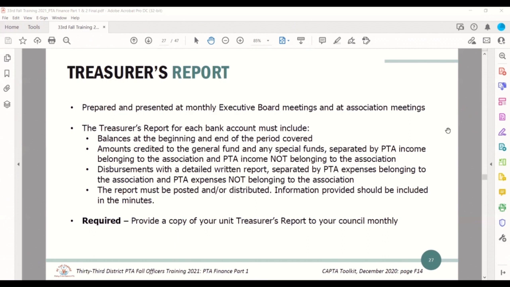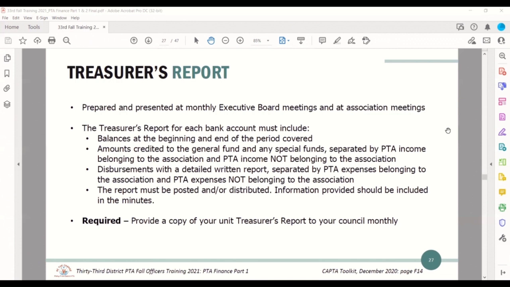But quite often, PTAs have association meetings less frequently. So for example, if you have an association meeting in October, and then you have one in January, at your January association meeting, you want to make sure you're not reporting just what happened in the last month, but actually any activity that happened since the previous association treasurer's report that happened in October.